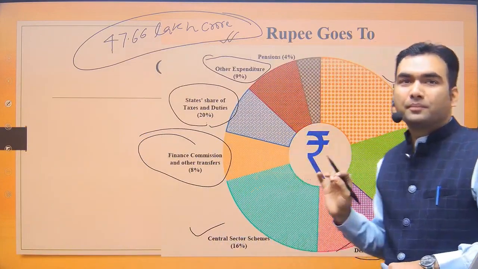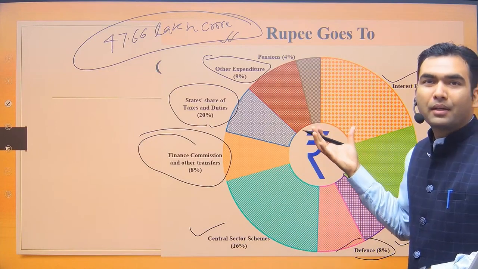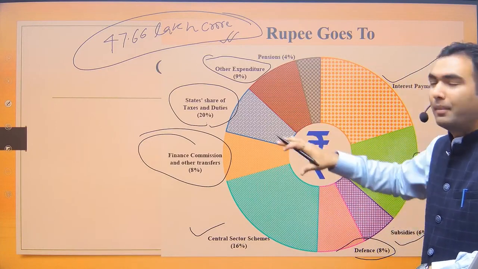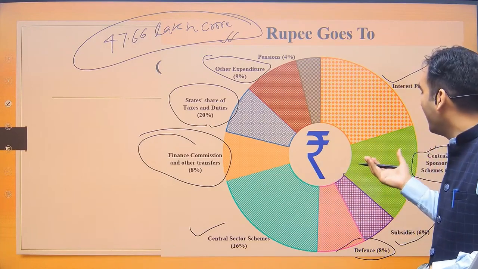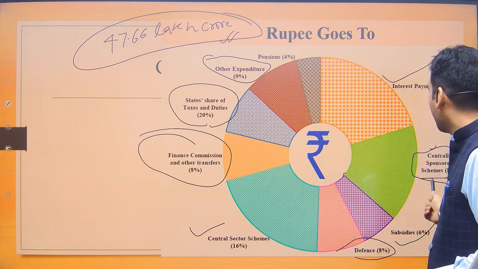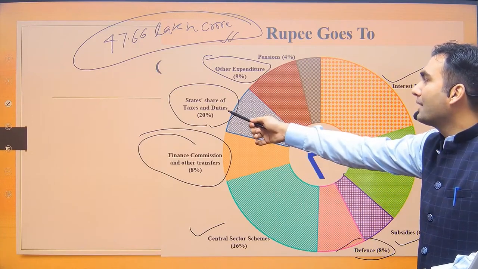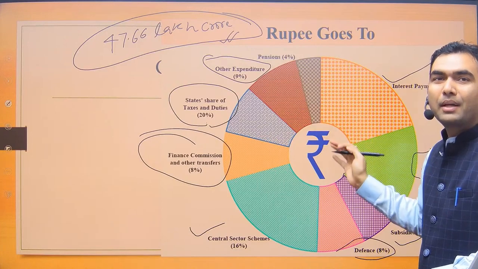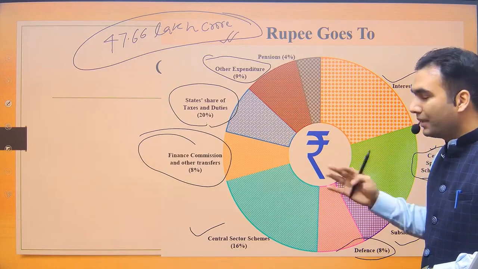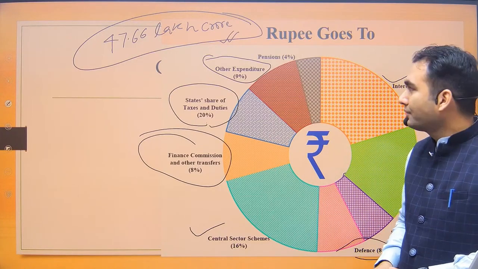Just listen to me, because this is the graph which I have taken from the government's budget document itself. So the government has made this graph, and one more thing is problematic here. Like this centrally sponsored scheme, 8%, seems as big as this state share, 20%. So probably the government has not carefully made this diagram. I have simply taken it from there only.